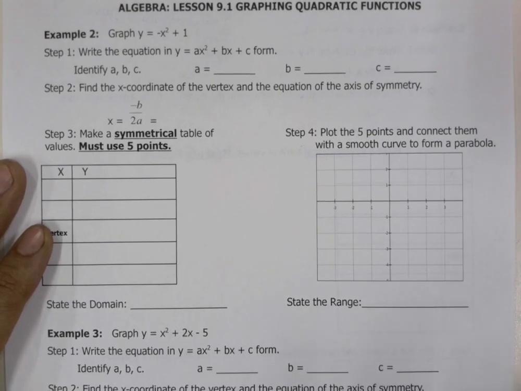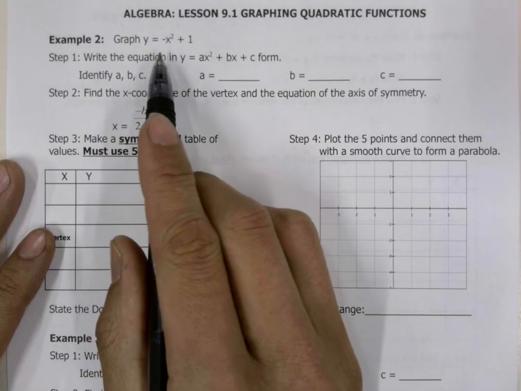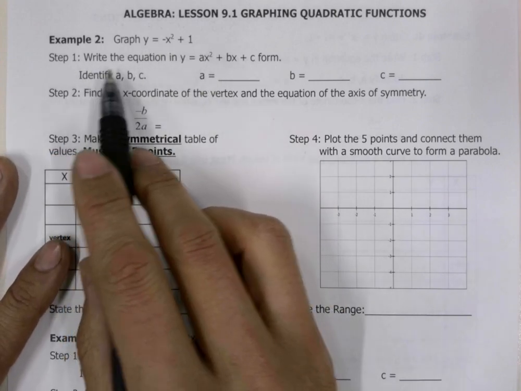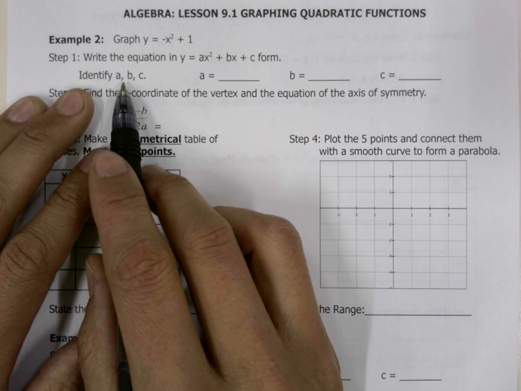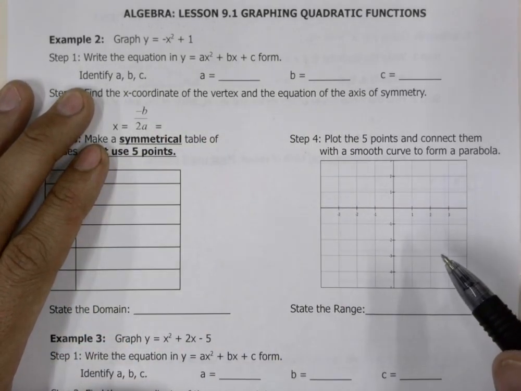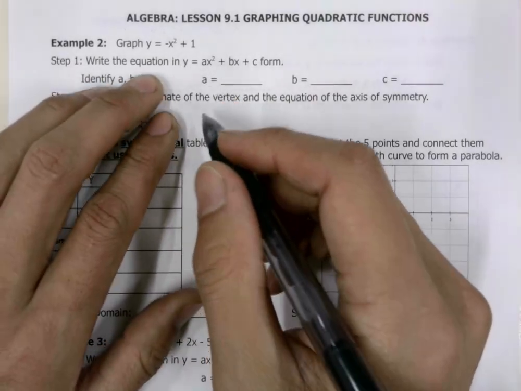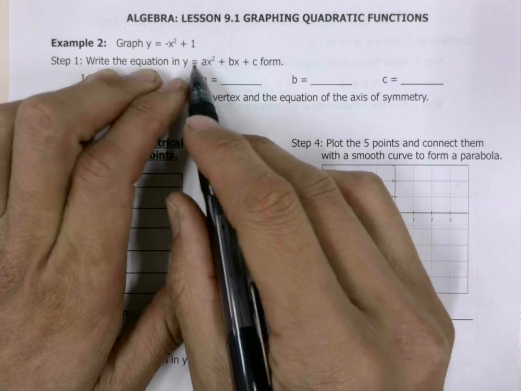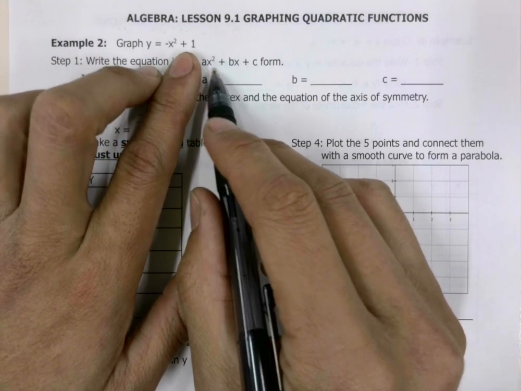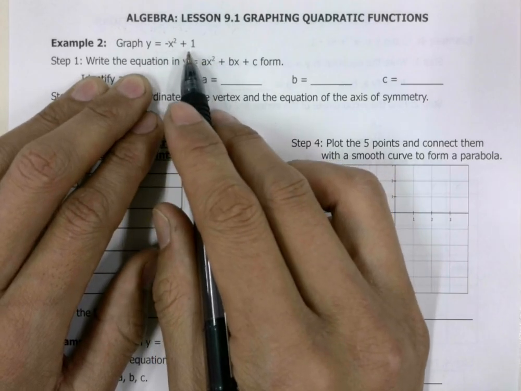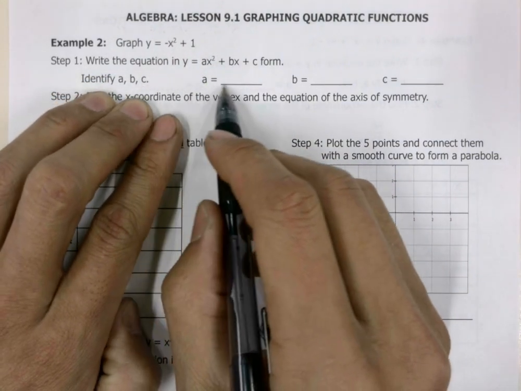Alright, let's go ahead and try to graph another quadratic function. It's right here, y is equal to negative x squared plus 1. So we want to start by identifying our a, b, and c. First of all, we would want to write it in standard form, in the form y is equal to ax squared plus bx plus c, if it's not. But this one here is. So let's go ahead and identify our a, b, and c.